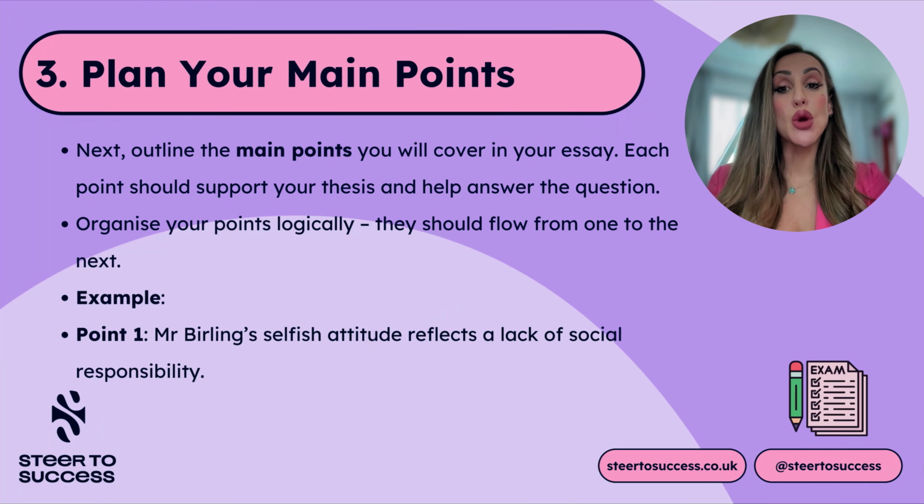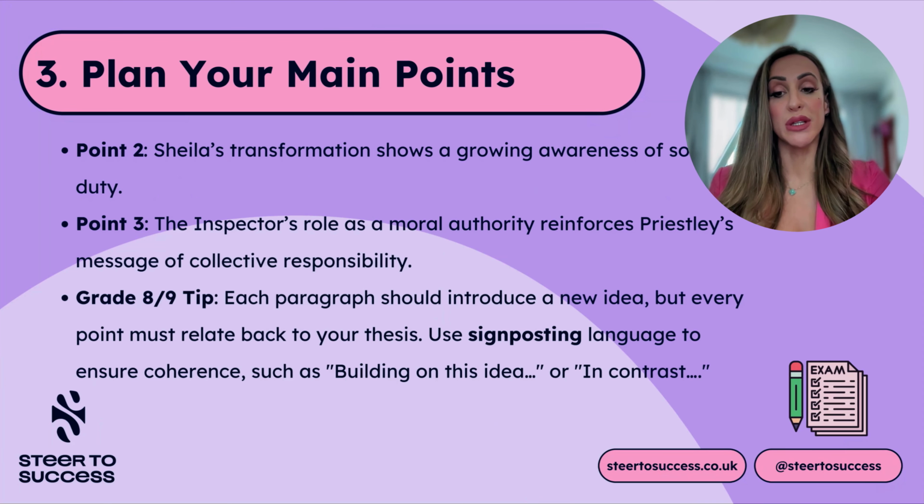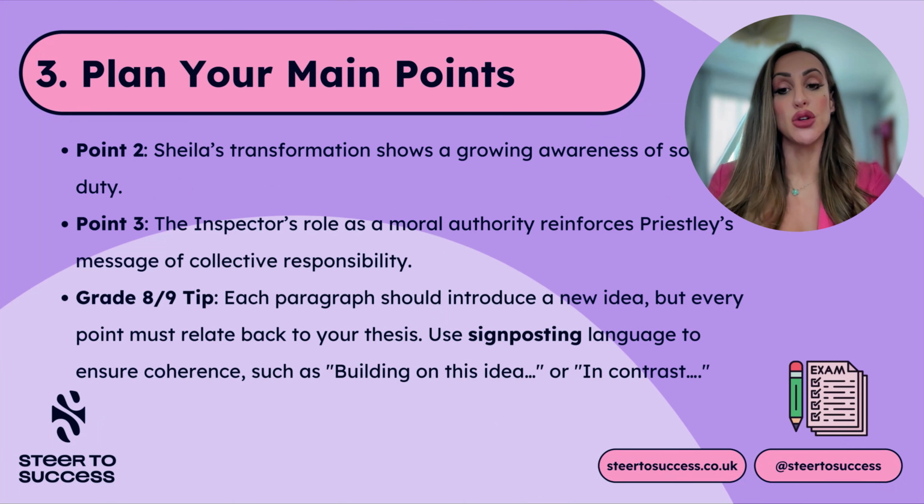So, number 3, planning your main points. Next, you want to outline the main points that you're going to cover in your essay. Each point should support your thesis and help answer the question. That makes sure it's very cohesive and links everything together. Organize your points logically. They should flow from one to the next. So, as an example, point 1, Mr. Birling's selfish attitude reflects a lack of social responsibility. Point 2, Sheila's transformation shows a growing awareness of social duty.